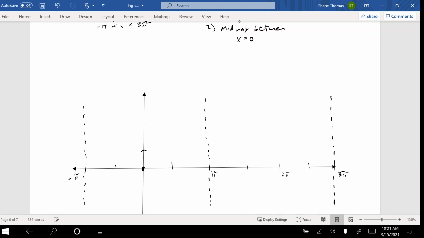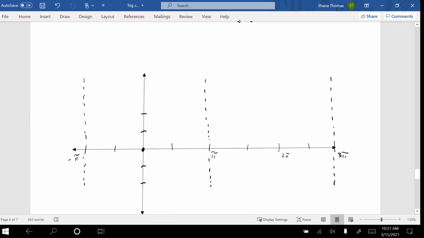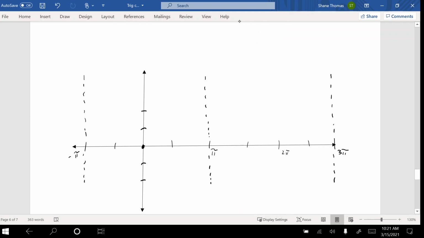And they both have a value of what? 2. Okay? So at negative pi over 2, I'm at negative 2. At pi over 2, I'm at positive 2. All right, so it looks something like this and this. And then I would just replicate the same thing in that next section.